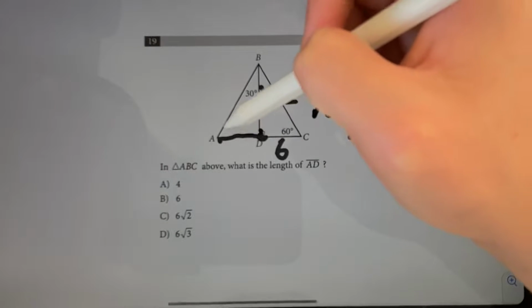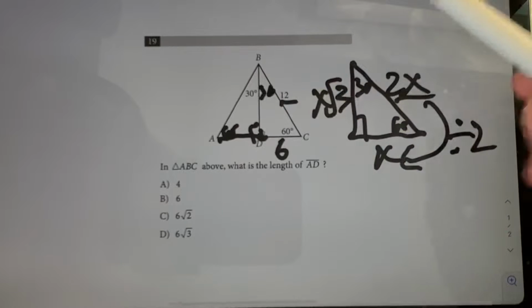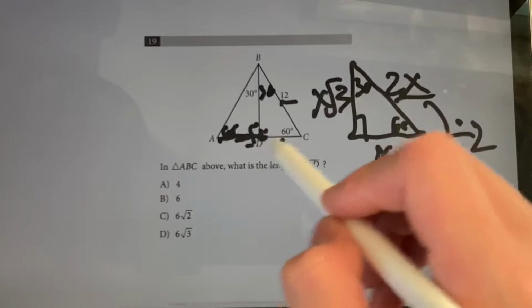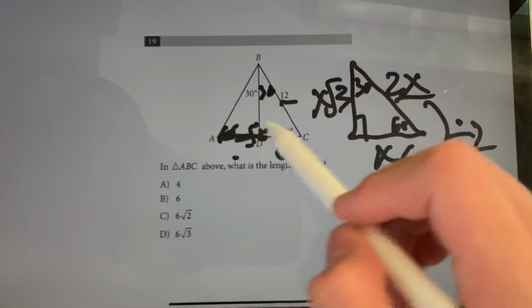Well, I know that this is 30, 60, 90. And how do I know that? Because this is 90, because it's a straight angle. 90 plus 90 is 180. This is 60. So that means this has to be a 30, 60, 90 triangle as well.